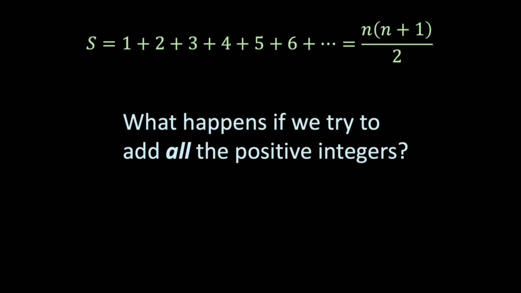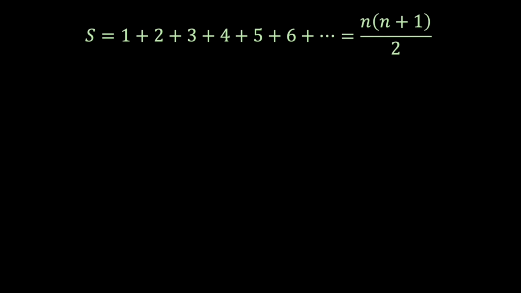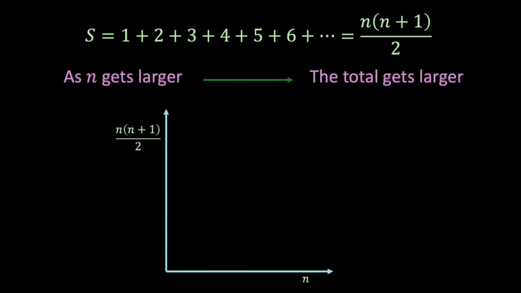But now let's take the idea to its limit. What happens if we try to add all the positive integers, not just up to 100 or 1,000, but to infinity? Using our general equation, we can clearly see that as n gets larger, the total also increases, and it grows rapidly as the number of terms increases. This becomes especially clear if we plot the number of terms on the x-axis and the total sum on the y-axis. The result is a curve that grows quadratically for large values of n, and this tells us something important. As we take the number of terms summed to infinity, the total sum will also tend to infinity.